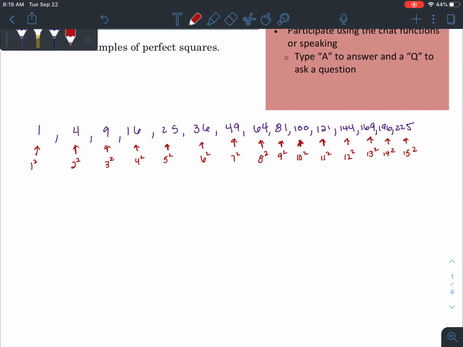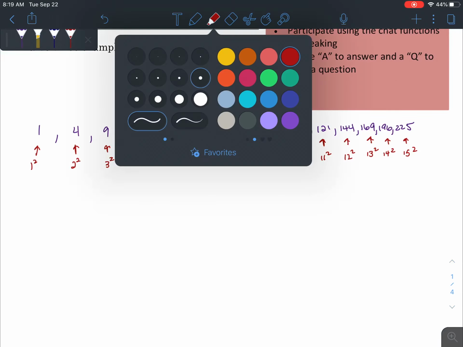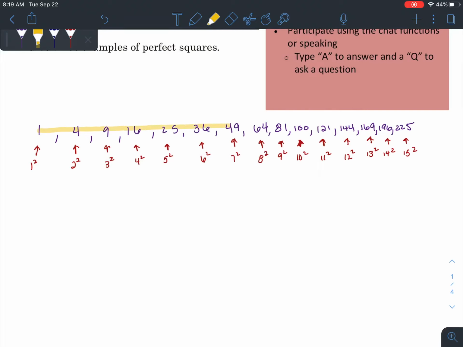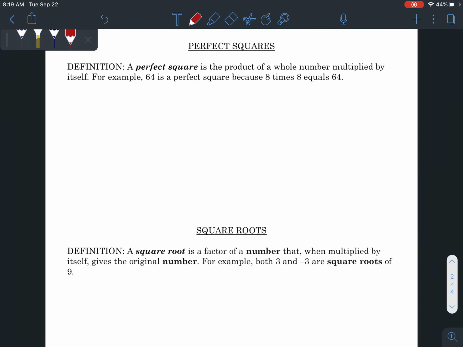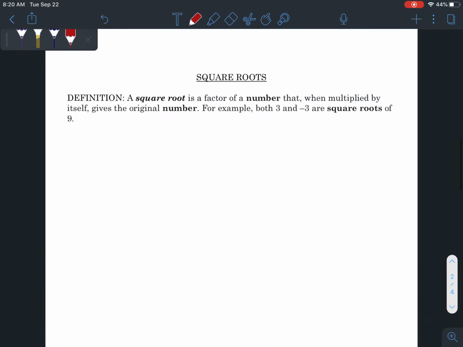That's it. Okay, those are perfect squares. All of these numbers are perfect squares, okay? And they're perfect squares because you're multiplying a number by itself to get that number. It also represents the area of a square, and it also helps us with something called square roots. If you have not taken these notes down, please pause the video and make sure you have done so. But here we're going to take a close look at square roots.